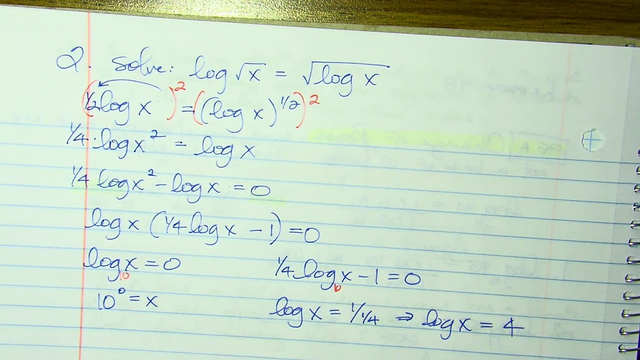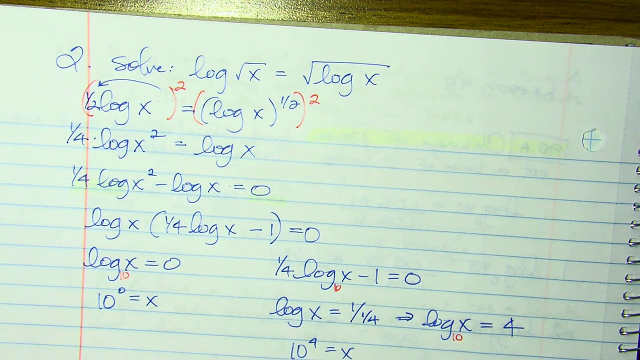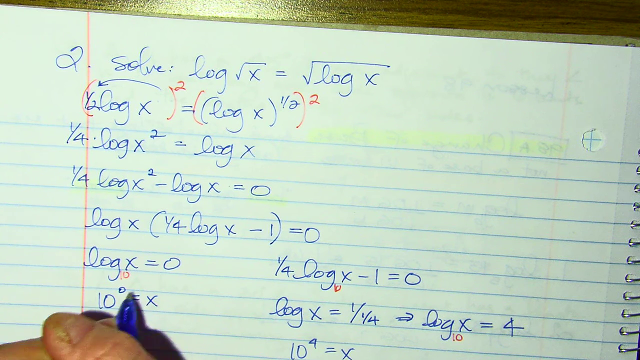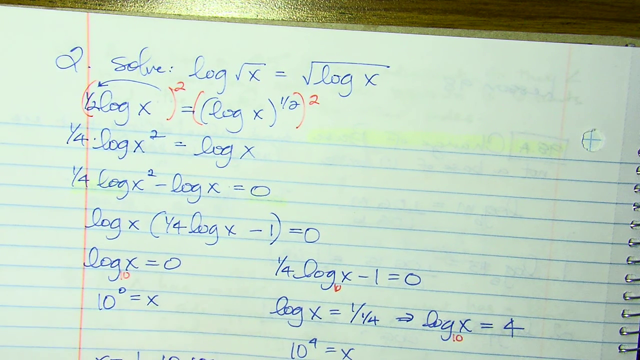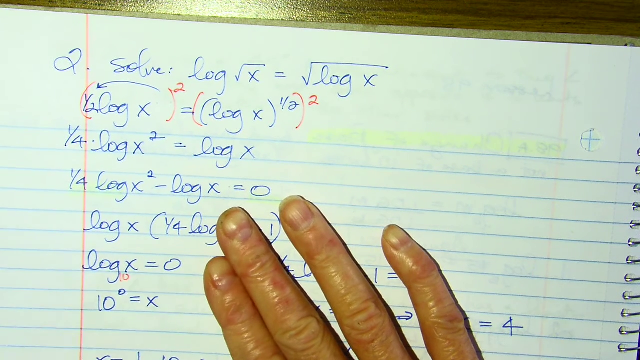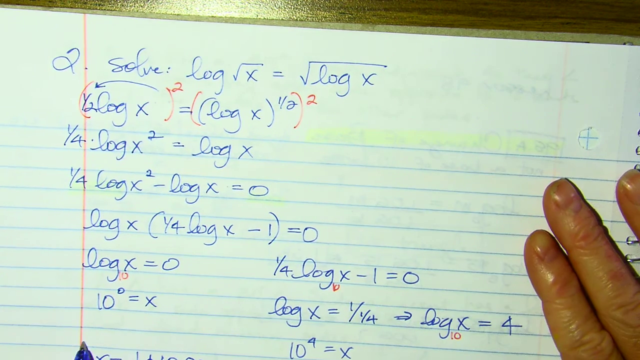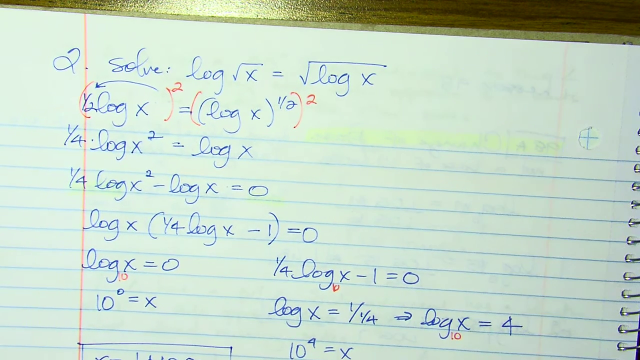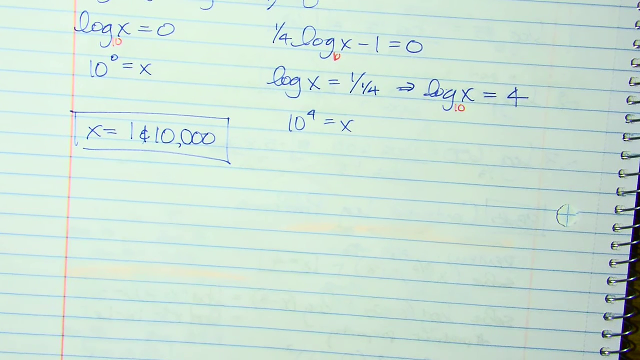So what does 10 to the 4th equal? Because that's x. So x equals 10 to the 0, which is 1, and 10 to the 4th is 10,000. So x equals 1 and 10,000. And I'm sorry I had that a little off. Moving on to some different ones.